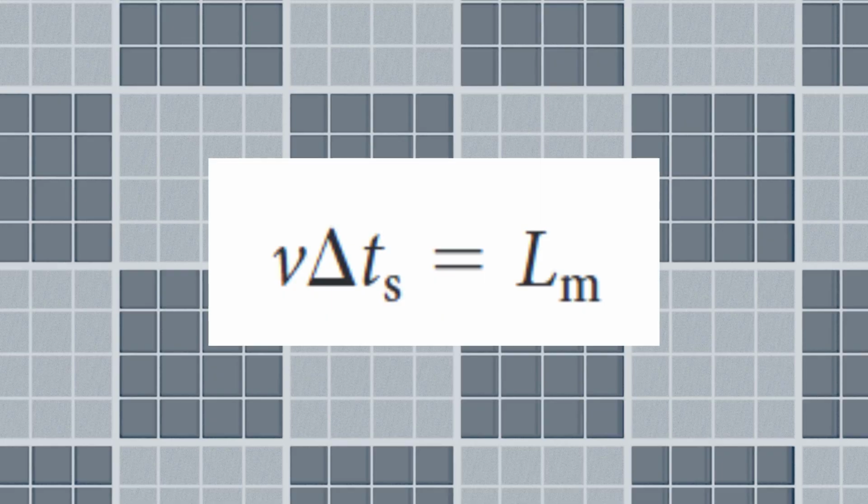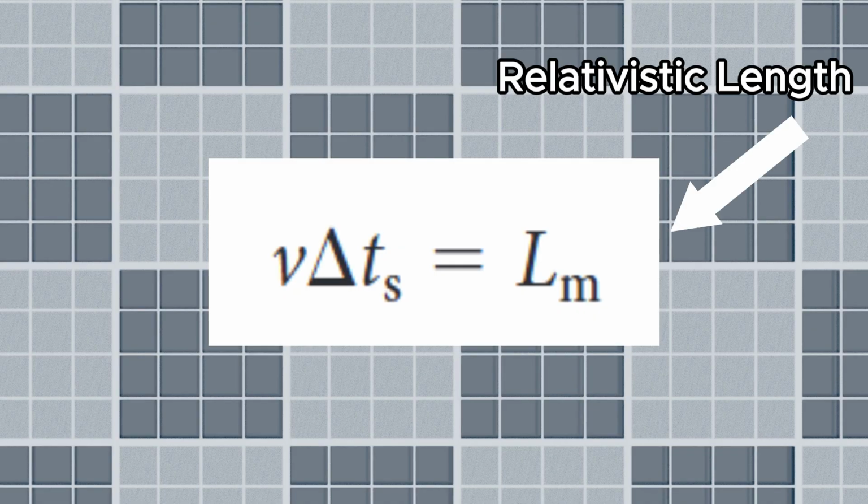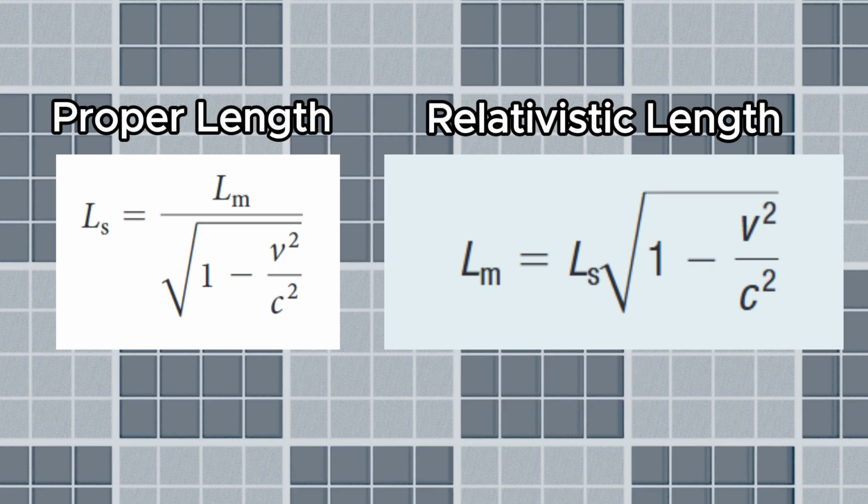Similarly, for Observer 2, their speed multiplied by the time measured in their reference frame gives us a new length, known as relativistic length. Plugging these new values back into the formula gives us the formula to calculate proper length based on relativistic length and the Lorentz factor, or vice versa.